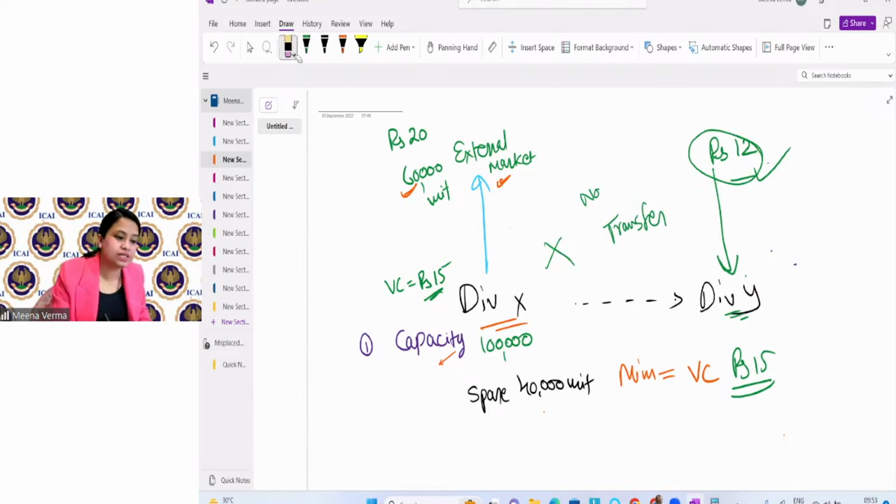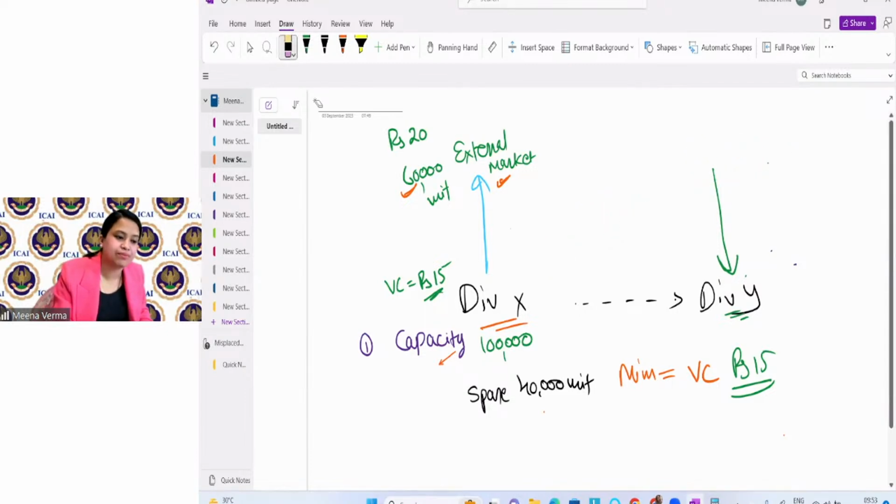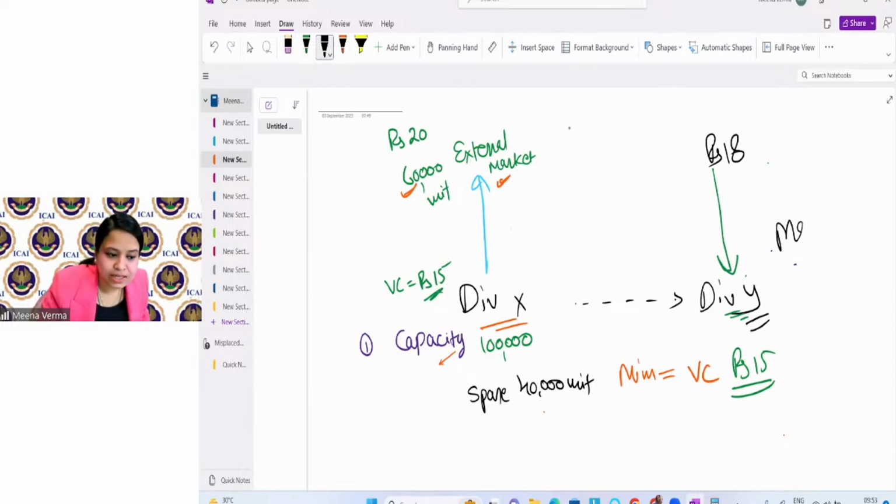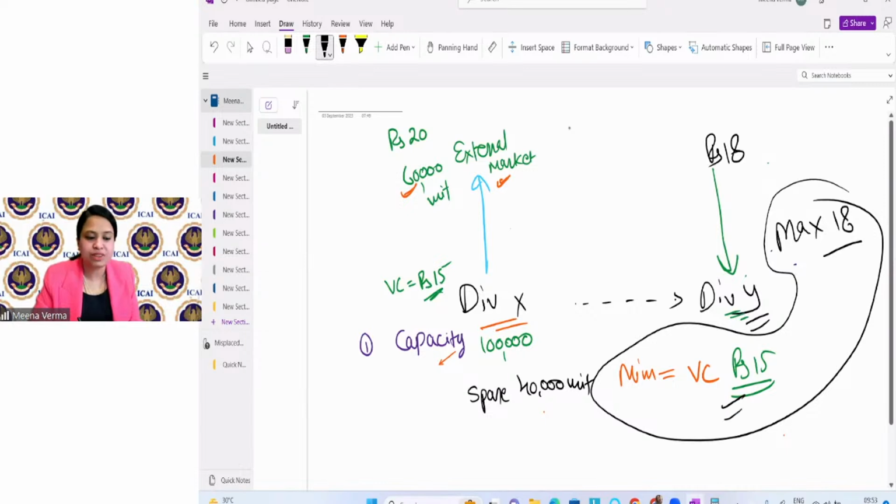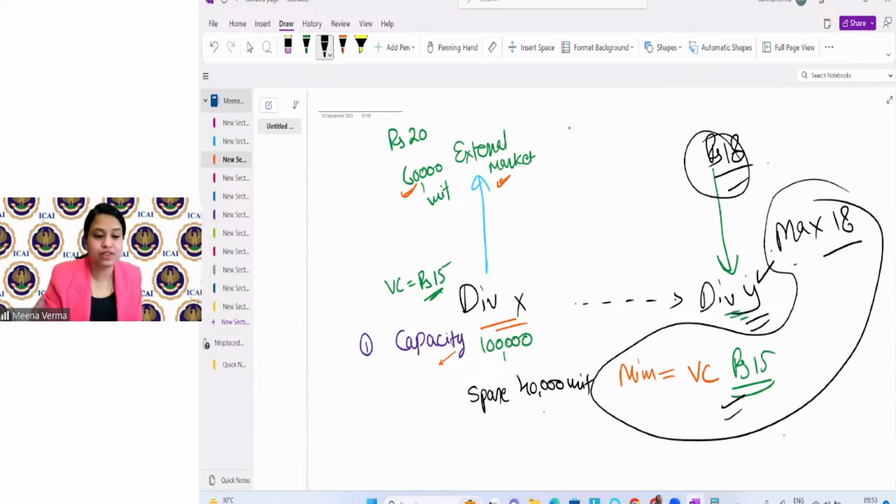But if the same product is available in the market but the price is high, for example ₹18, then this manager will pay a maximum of ₹18. He will say okay, now both will sit at the table and negotiate. The manager of division X says, I will not go below ₹15, because this is the minimum cost I'm incurring for producing the goods, so I will at least recover 15. And the manager of division Y will say, I will not pay more than 18, because if you don't sell it to me, I will buy it from the outside market. So he will be willing to pay a maximum of 18.